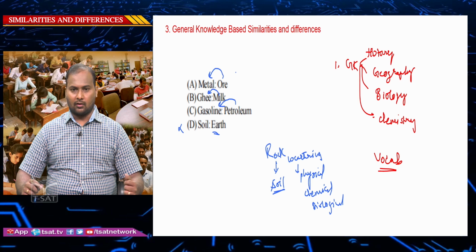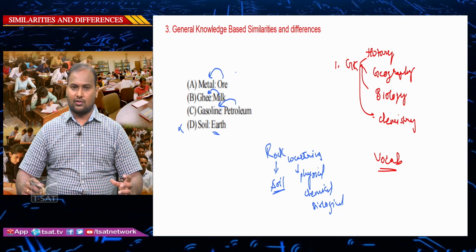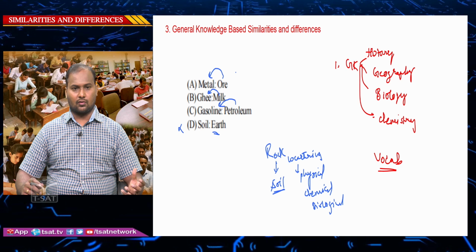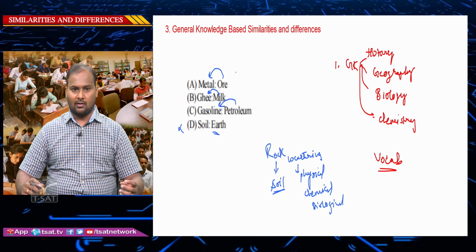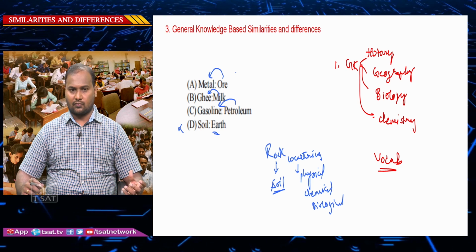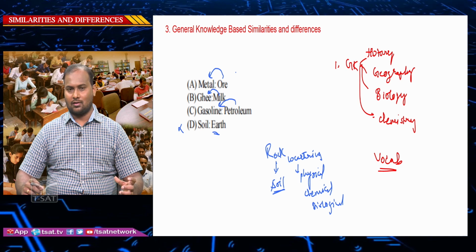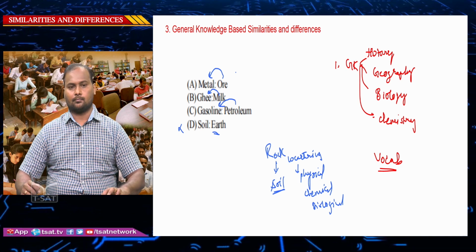And what about the remaining three options? The logic is the source. For example, for metals the source is ore, the source for ghee is milk, the source for gasoline is petroleum. So the logic is based upon the source.